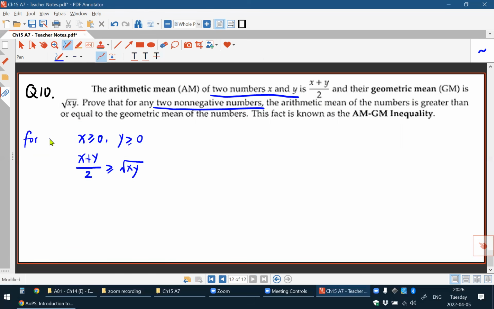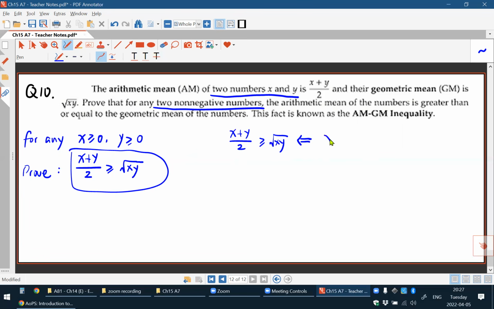Okay, for any x non-negative, y non-negative, prove this one is always correct. So how can we do this? In order to prove this, we can use the same logic. We must prove that x plus y is greater than or equal to 2 times the square root of x times the square root of y, right? The reason we can rewrite it like this is because x and y are both non-negative, right? Do you understand? So if we can prove the statement on the right is correct, then the left side must be correct. Can you follow me?